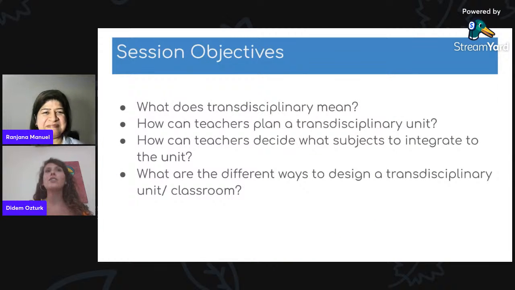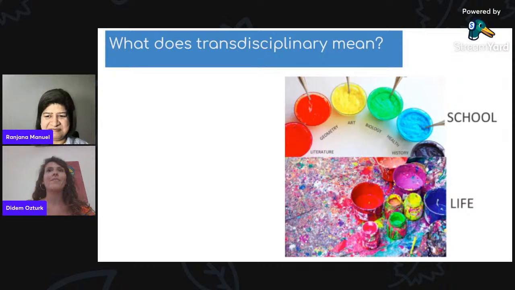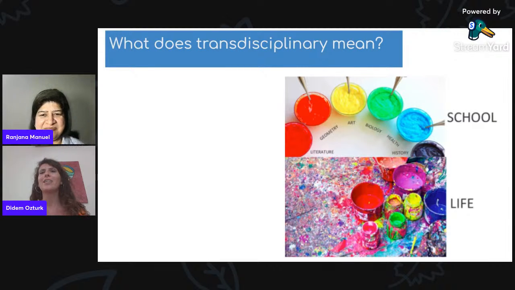Okay. And the session's objectives are, what does transdisciplinary mean? How can teachers plan a transdisciplinary unit? And how can teachers decide what subjects to integrate to the unit? And what are the different ways to design a transdisciplinary unit and classroom? Okay. And I want you to look at this picture and just share with us which one you think looks more transdisciplinary. I think it's one of the ideas that school looks like the first picture on the top and life looks like a bit messier.